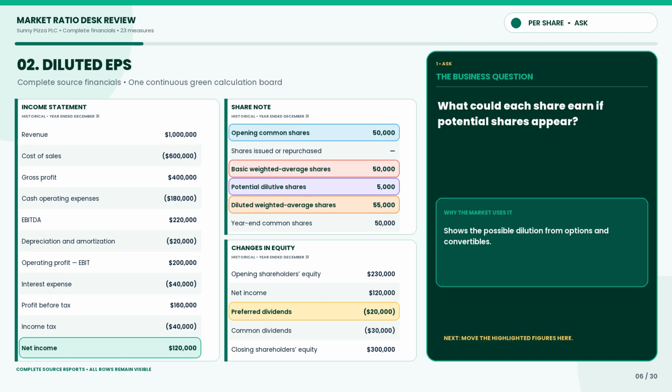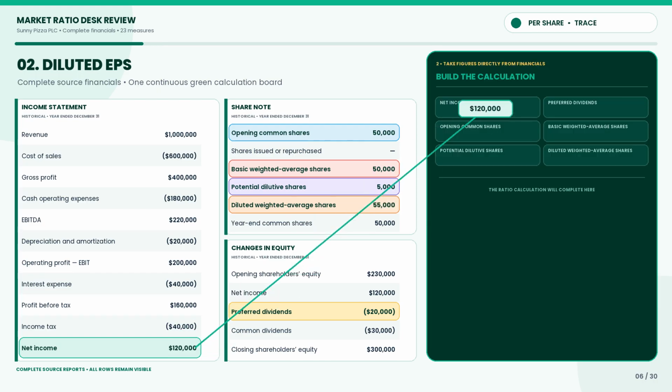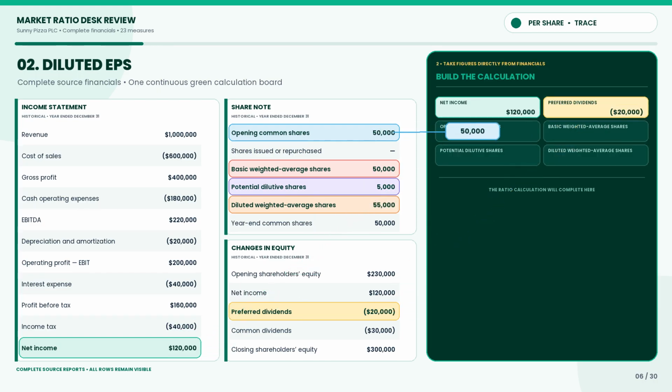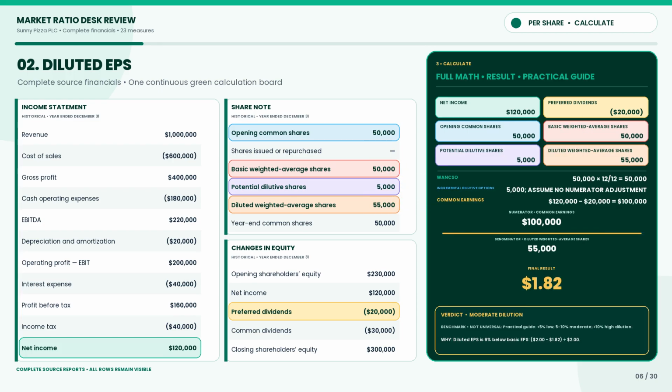Diluted EPS asks what each share could earn if potential shares appear. First, calculate the weighted average number of common shares outstanding, or WANCSO. 50,000 shares were outstanding all year, so 50,000 times 12 over 12 gives 50,000 WANCSO. For this simplified case, assume 5,000 incremental dilutive option shares with no numerator adjustment. Diluted weighted average shares therefore become 55,000.